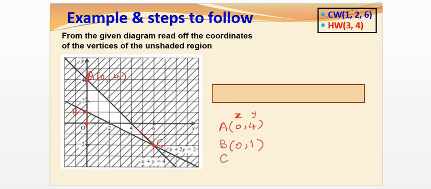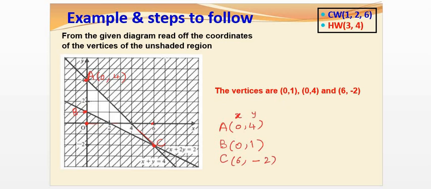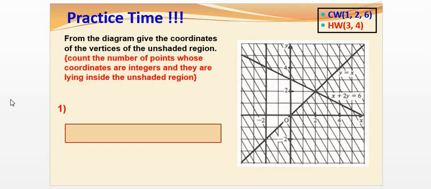Okay, now to reach C, first we have to go right 6. So the x coordinate is 6, and then we have to go down 2 steps to reach C. So the value of the y coordinate will be -2. I think all of you know how to get these coordinates. Here is the answer. Let's go to the question from the exercise.